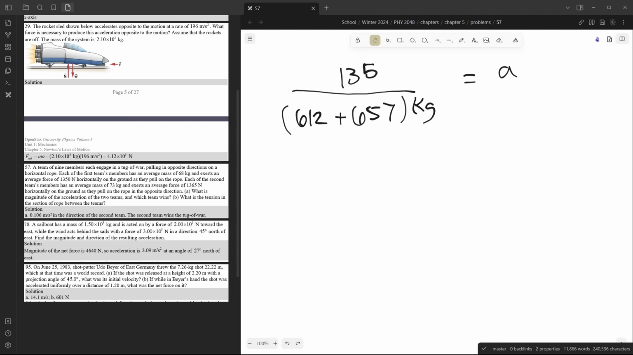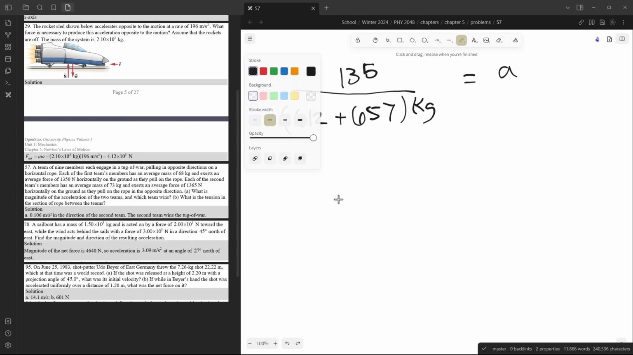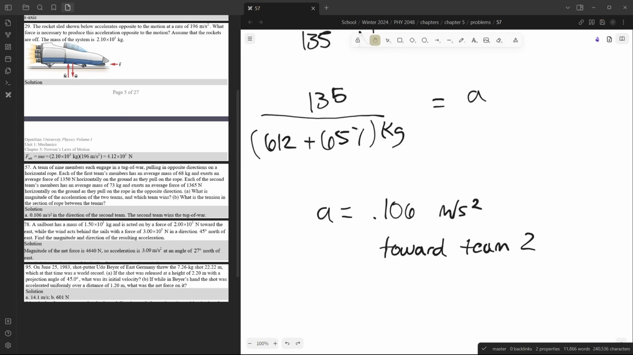And we do indeed get an acceleration of 0.106 meters per second squared in the direction, you can just say toward team 2. So that's part A done.